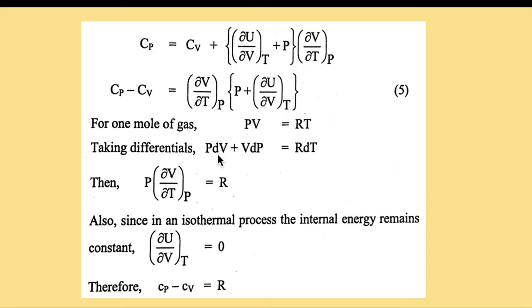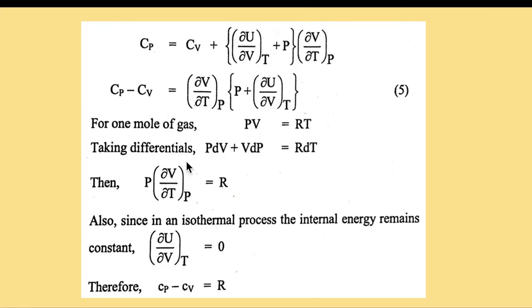And for 1 mole of a gas, you can write PV equal to RT. The general equation is PV is equal to nRT. And taking differentials, we take n as 1. P dV plus V dP equals R dT.